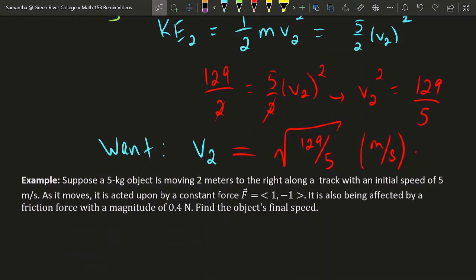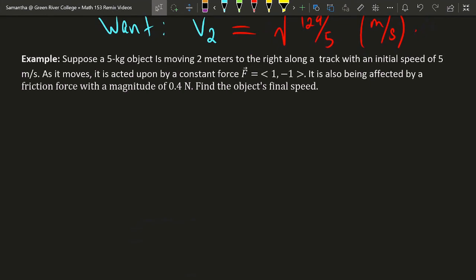For a final example, same setup, except this time the track on which the object is moving does have friction. And we're told that the friction has a magnitude of 0.4 newtons. Let's do the same calculation, but with that added extra complexity. Well, now, in this case, there are two forces acting on this object as it moves, and we need to use the net force to account for both of them.